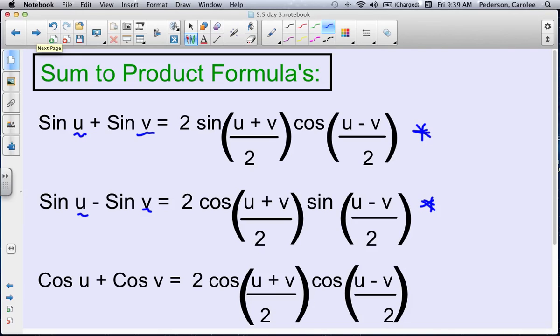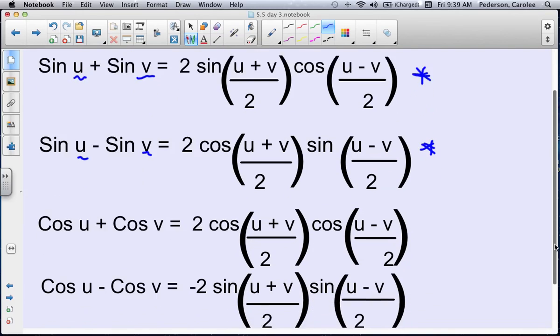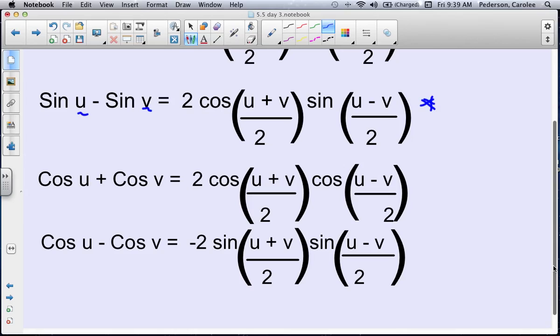And then the last two are when you have the cosine of U plus the cosine of V, or the cosine of U minus the cosine of V. So make sure you can find that on your gold sheet. If you want to write them in your notes, you're welcome to do so, or if you don't, your choice.